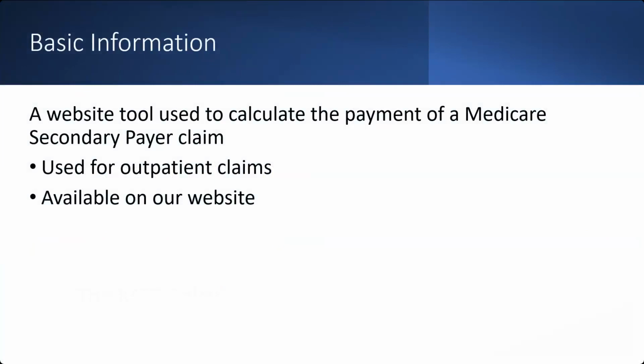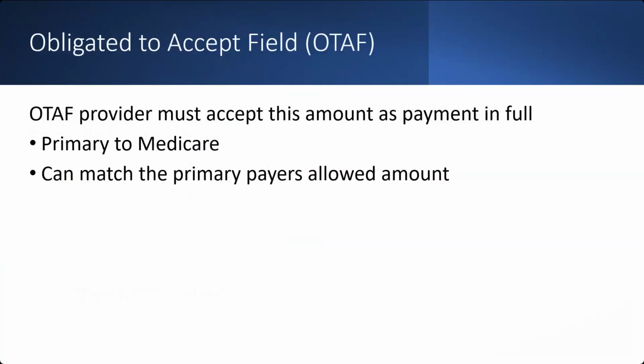The tool is available on our website, which is www.wpsgha.com. One important key piece of information that you must know is the Obligated to Accept field, or OTAF field. You will see this on the calculator. This field is from the primary insurance. It will be on their remittance advice. This is the amount the provider must accept as payment in full. Again, remember, this is for primary insurance to Medicare. This can match the primary insurance allowed amount.